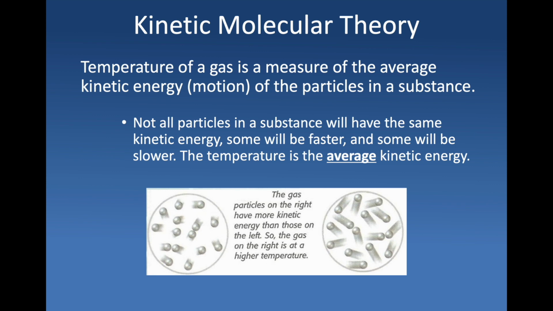The temperature of a gas is the measure of its average kinetic energy, or the motion of the particles in the substance. So not all particles in the substance will have the exact same kinetic energy. Some will be slightly faster and some will be slightly slower. The temperature is the average kinetic energy of all of those added together. So on average, at a higher temperature, gas particles are moving faster, and at a lower temperature, particles are moving slower.